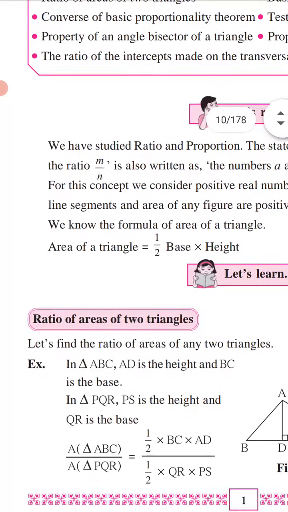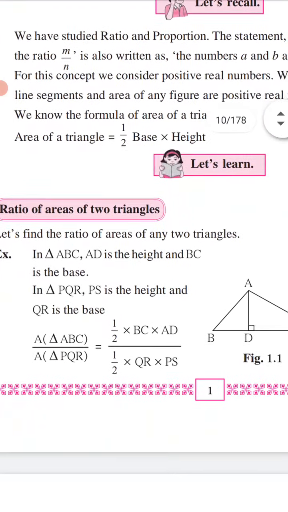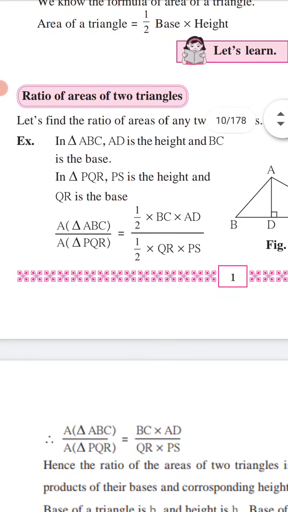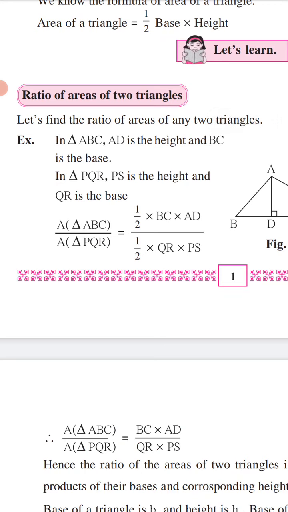Now, in this lesson, we have to see the first point: ratio of areas of two triangles. All students know the formula for area of a triangle. What is the formula for area of a triangle, students? Area of triangle equals half base into height.